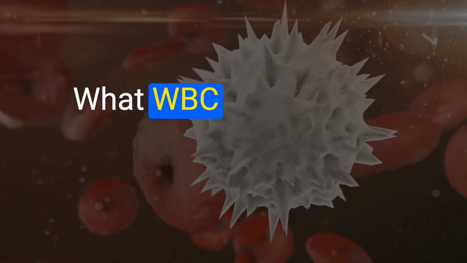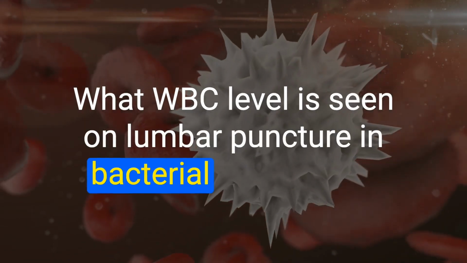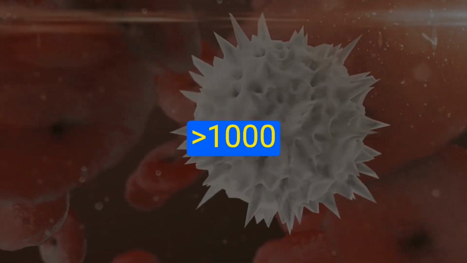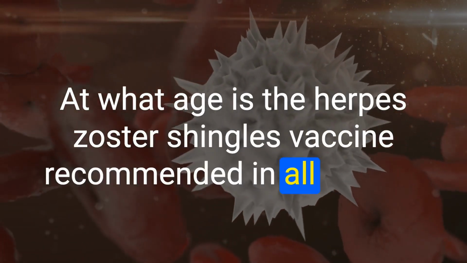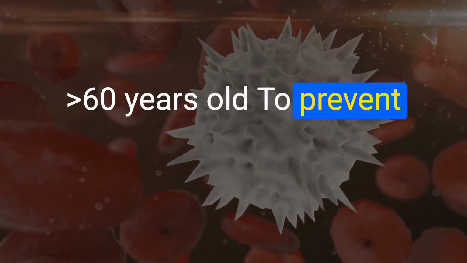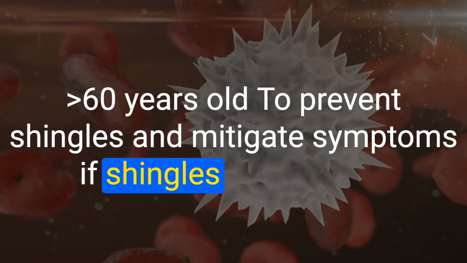6. What WBC level is seen on lumbar puncture in bacterial meningitis? Greater than 1,000. 7. At what age is the herpes zoster shingles vaccine recommended in all adults? Greater than 60 years old, to prevent shingles and mitigate symptoms if shingles does occur.